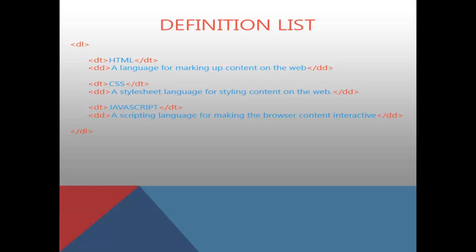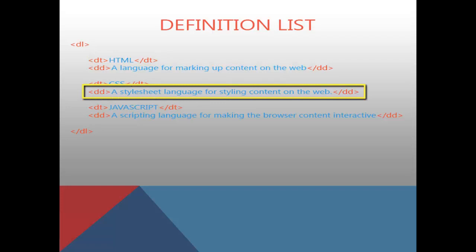This markup has three tags: DL, DT, and DD. The DL tag stands for the definition list tag and is the container for the whole definition list. The DT tag is the container for the term being defined, that are HTML, CSS, and JavaScript. And the DD tag contains the definition.